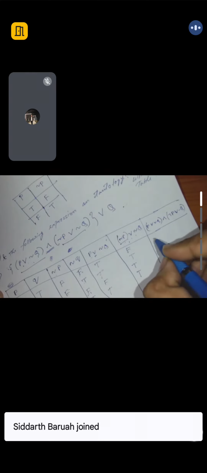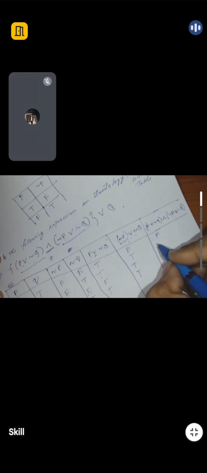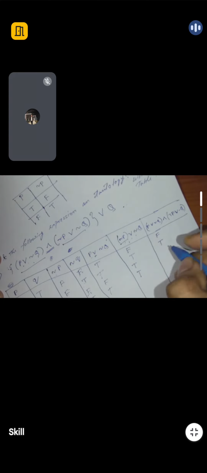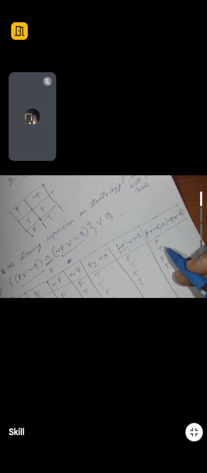Okay, so true, false, false. What will that be? False. 0 into true, 1 into 1 is 0. False into true is false. Then true into true, that is also true. Is it fine or is it wrong? It is okay. Let's just see. Yes, sir.